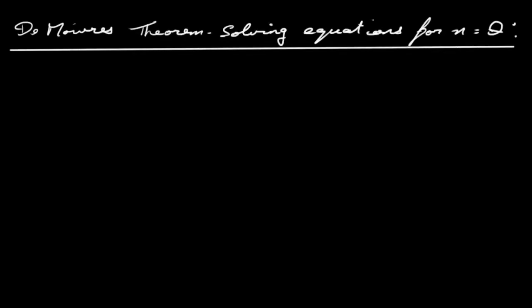Okay, so in this video I'm going to have a look at De Moivre's theorem, and I'm going to solve an equation for n equal to q, n being a rational number. So we're going to look at the general polar form, and we're going to solve this particular equation here. It's going to be z to the power of 4 plus 2 plus 2 root 3 i equal to 0. So first thing we're going to do is we've got to solve for z here.